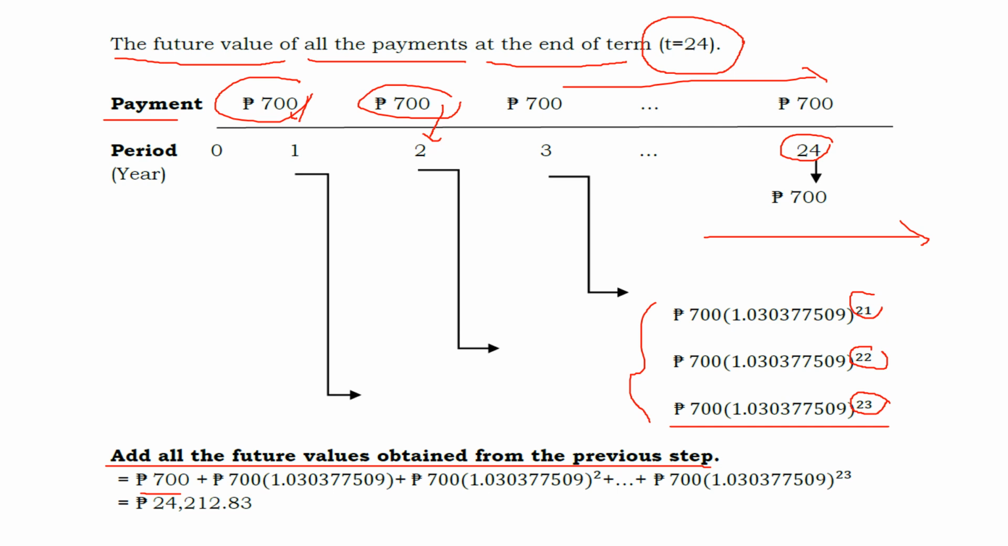So the resulting value is 24,212.83 pesos. So that is the resulting value for the future value of all the payments at the end of 24 months.